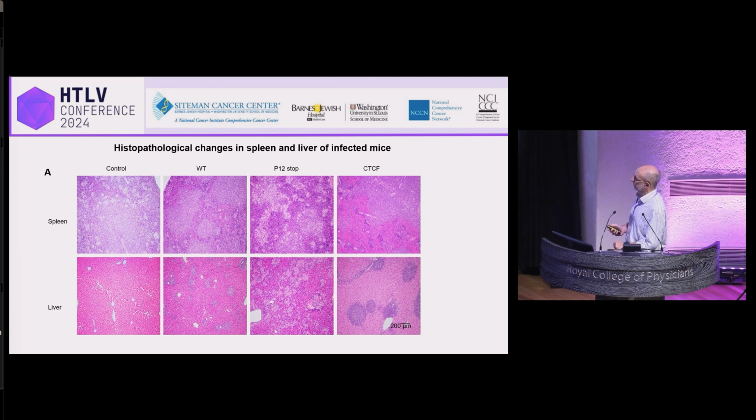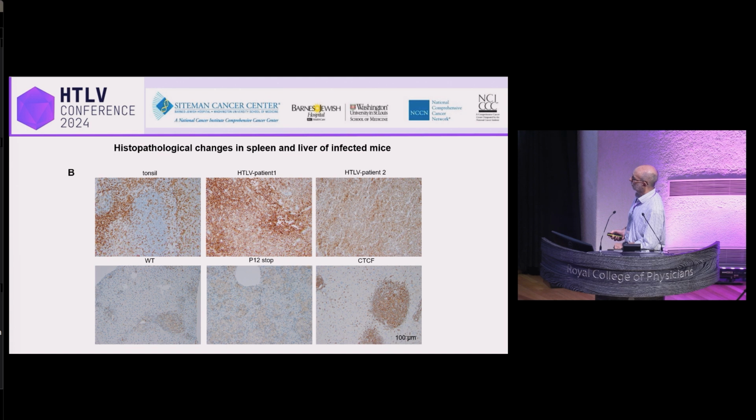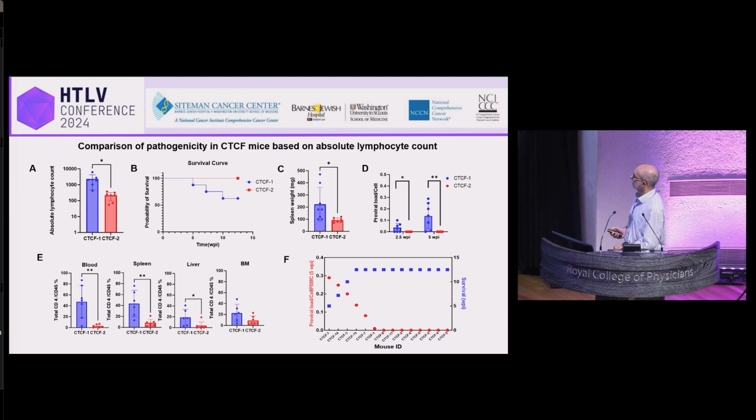When lymphoid disease developed in wild-type, P12 stop, and CTCF mice, in the spleen and liver you can see diffuse infiltration of lymphocytes, which were CD4 positive, as seen by immunohistochemistry. And this is compared to the same CD4 IHC performed on normal tonsil and 2 different ATL patient samples.